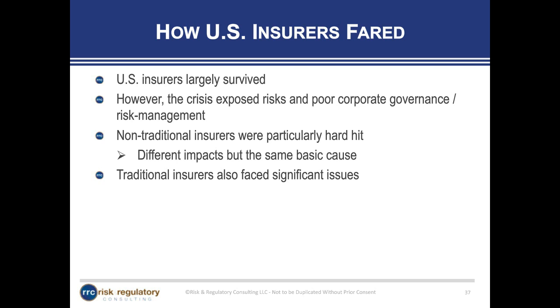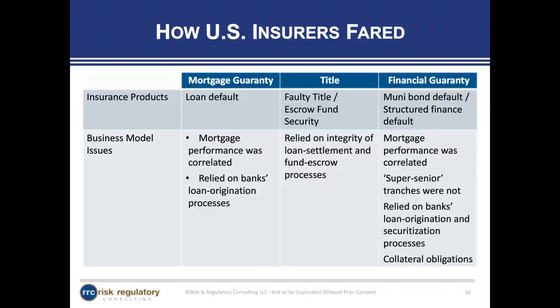So let's talk about how the U.S. insurers, non-traditional insurers failed. And by that, we're talking about the mortgage guarantee insurers, the title insurers, and the financial guarantee insurers. So let's start with the mortgage guarantees. Their insurance products are insuring loans against default, and generally they're covering the banks that issue the mortgages.